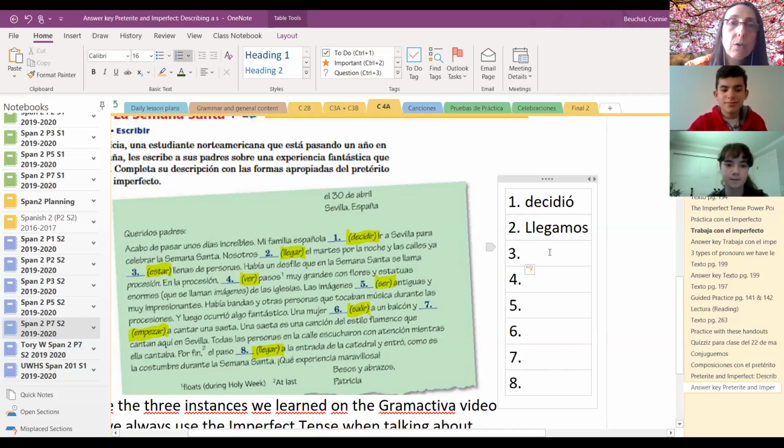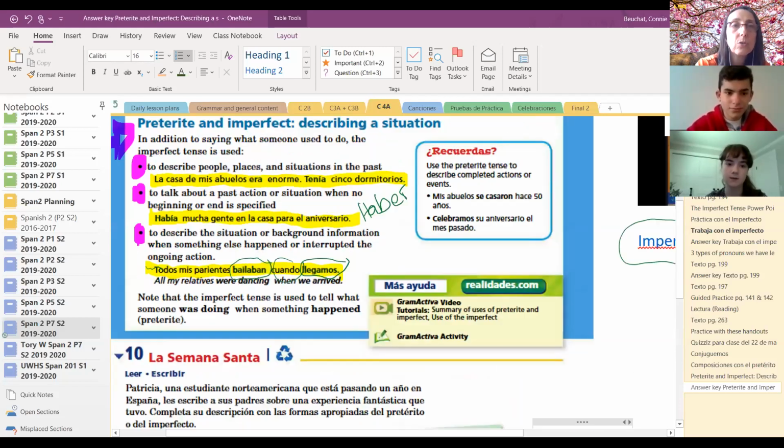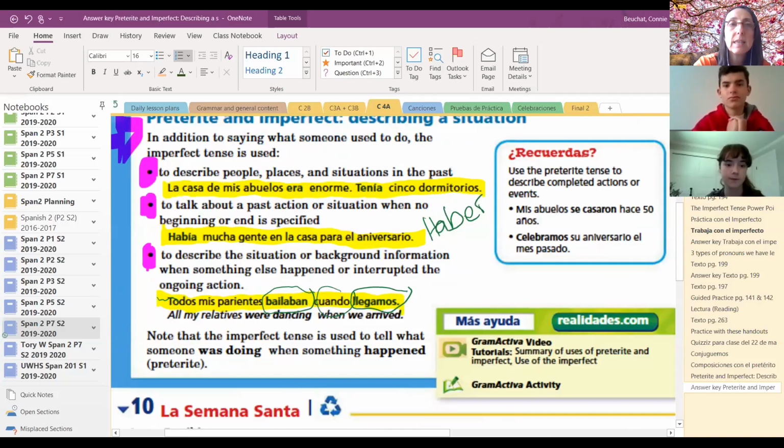So let me go now and say, llegamos el martes por la noche y las calles ya. Esto. So, calles. Streets. Right, so it's plural. And are you going to use imperfect or preterite? Oh, wait, would it be imperfect this time? It is imperfect. Why? So, estaban. Yes, estaban, because it's describing a place. Yes. So here, I'm going to show you. Describe people, places. It's number one. Describe people, places, and situations in the past.